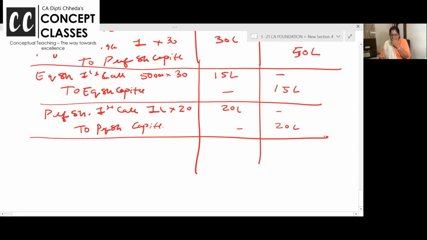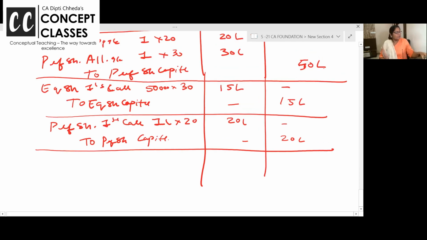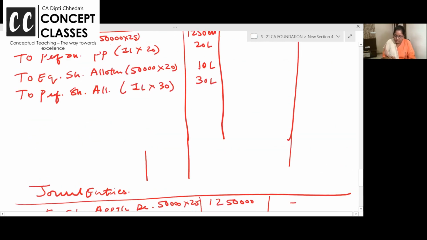Equity share capital debit and preference share capital also. First call is due for both. Okay, have they paid the first call properly? 15 lakhs and 20 lakhs. Check. Answer is yes. Only in the final call there's a problem here.